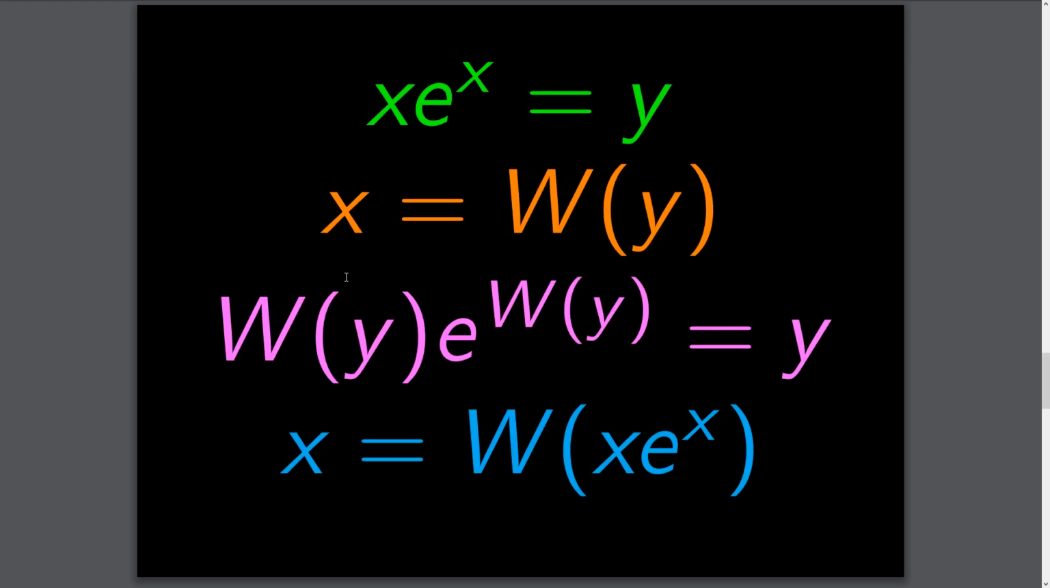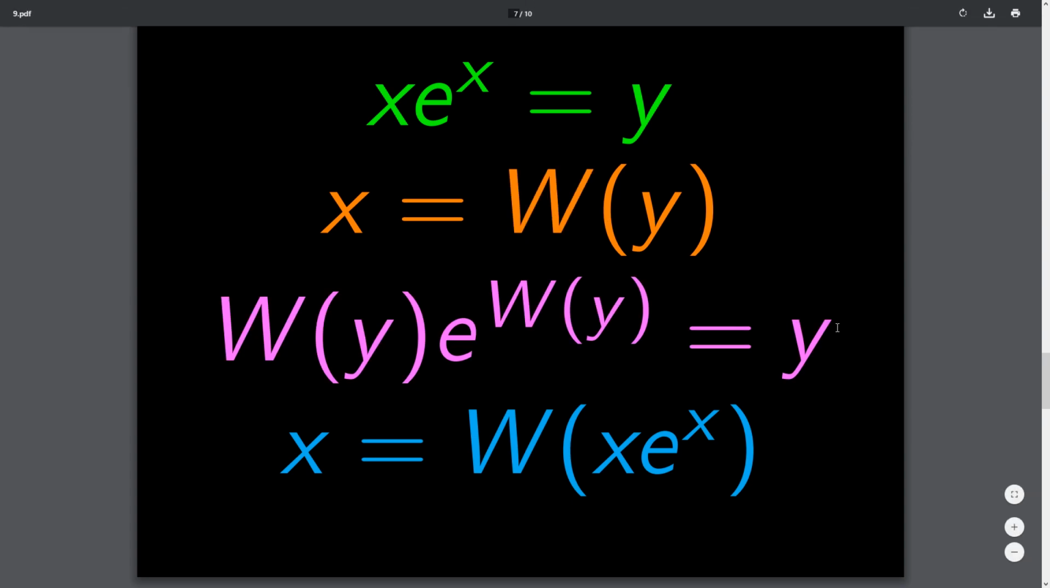Now, if we define the Lambert W function in a fashion that it's the inverse of the function x times e to the x, then we can easily obtain these equations. Now look at the third one, for example. How did we obtain it? We looked at the original problem, and we substituted x with W(y). So every time we saw x, we substituted W(y). Therefore, we obtained this equation.